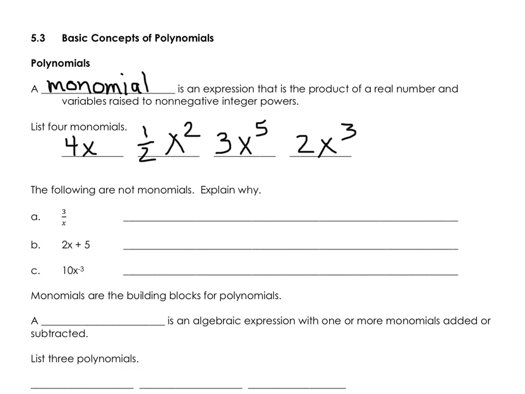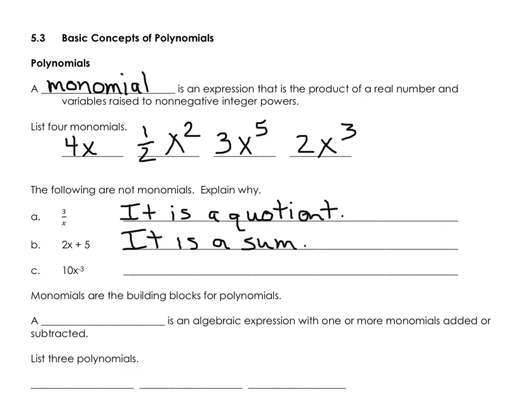The following are not monomials. Explain why. 3 divided by x, that's not a product. It is a quotient. 2x plus 5, that's not a product. It is a sum.